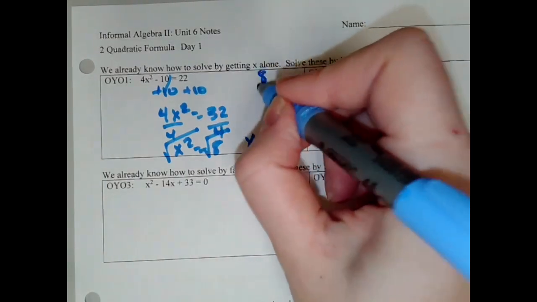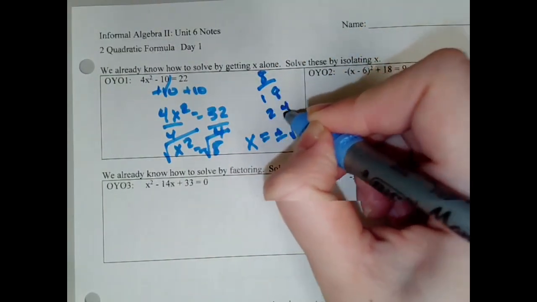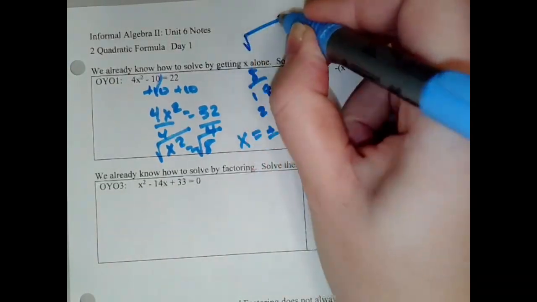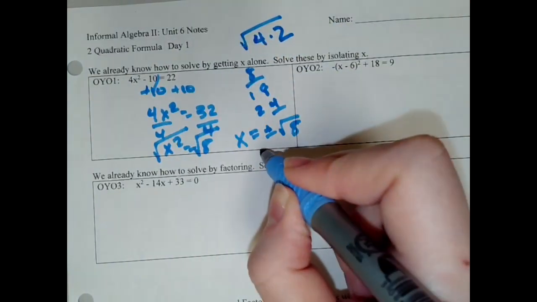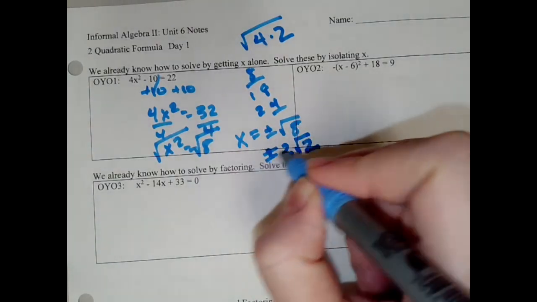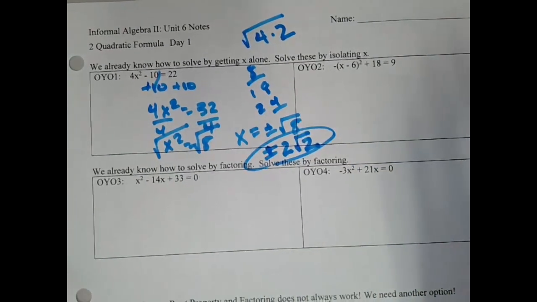If you think about the factors of 8, 1 and 8, 2 and 4, 4 is a perfect square other than 1, so you could rewrite the square root of 8 as the square root of 4 times 2. The square root of 4 is 2. The square root of 2 does not simplify, so plus or minus 2 root 2 there.